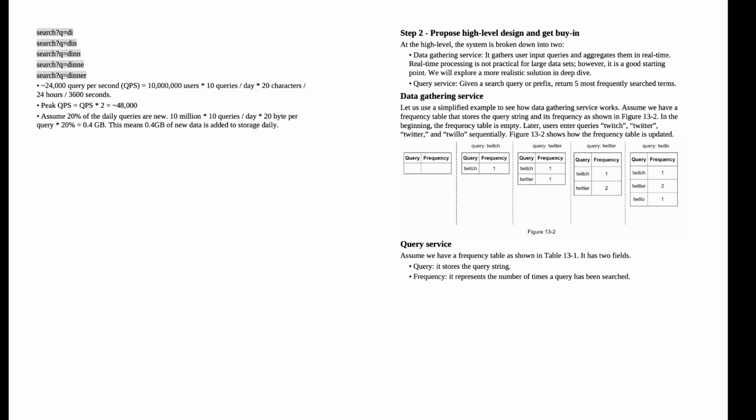But do we really need to store the frequency? That's how they will compute the top popular query search results. They are mentioning that, let's say you are searching for di, then the di frequency will be incremented by 1. Now if you type din, that will be incremented by 1. Based on frequency only, you can say these are the top 5 items based on popularity. If you don't store the frequency, how will you know the top 5 items?